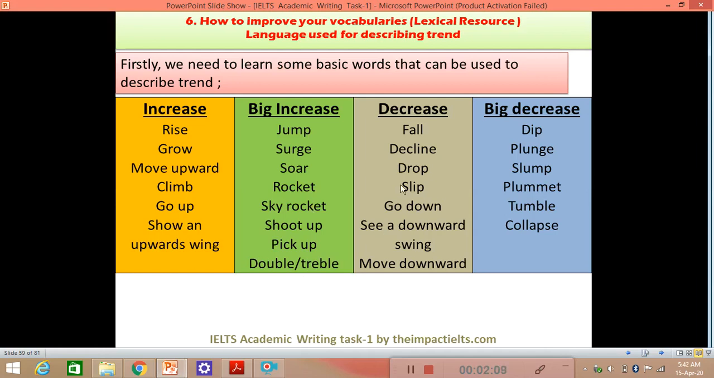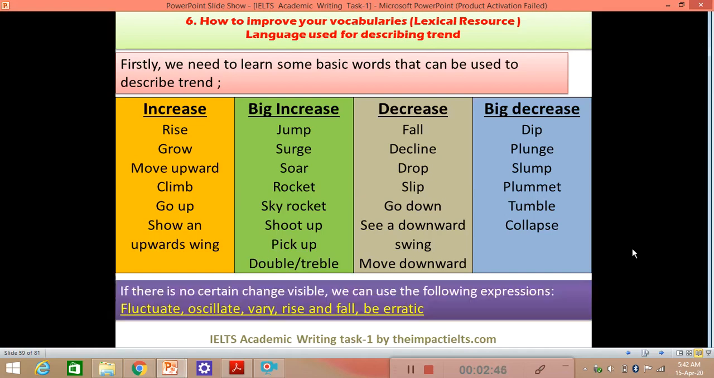The same is the case with decrease and big decrease. If it's a big decrease, then it dipped further: plunge, slump, plummet, tumble, collapse. You need to know these are the words that can be used. You can just make a list of that and try to use them. I have already shown you through examples in the line graph, especially in the bar graph, though of course I have not been able to use all of them. It's not possible, but I have used some of them. If you are struggling with any of them, perhaps you can consult a dictionary and know how to use them.